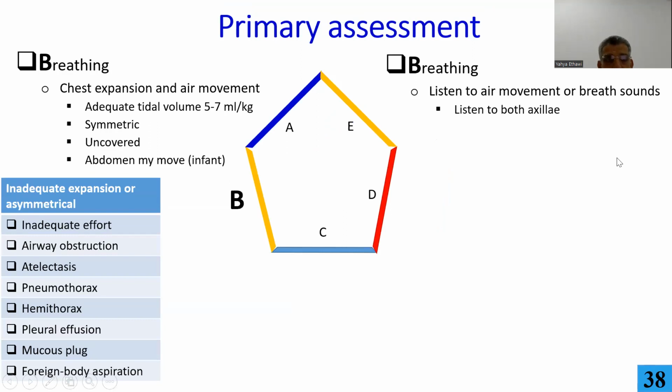When you check the breathing and you are looking at the chest expansion, please listen to air movement or breath sounds. And when you talk to me, you have to tell me 3 things. First, air entry: good, fair, poor, or absent. Second, what is the breath sound? Is it vesicular or bronchial? Third, is there added sound? Stridor, rales, crackles. Is it symmetrical or asymmetrical? And you always listen at the axilla on both sides.